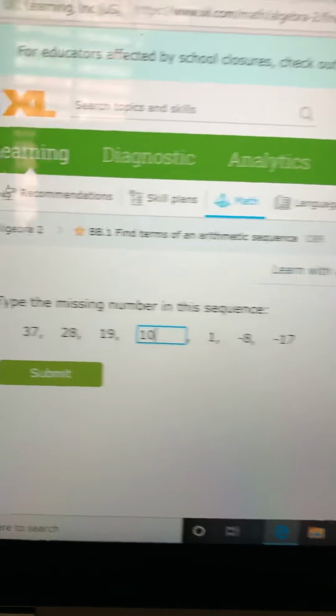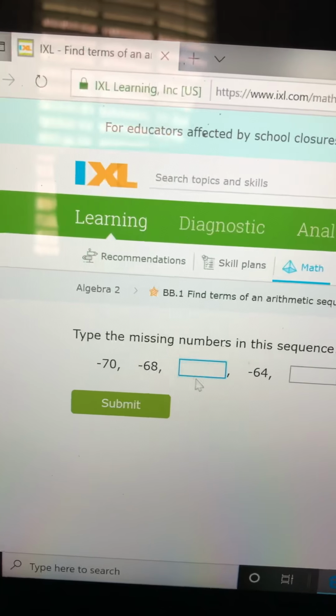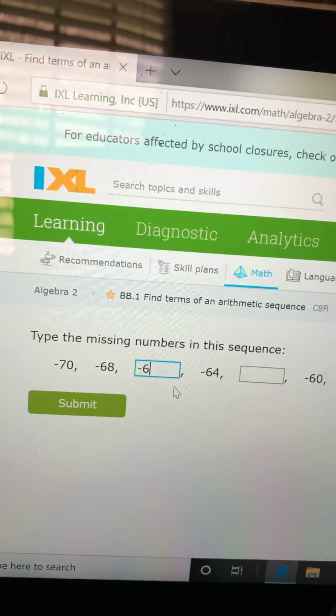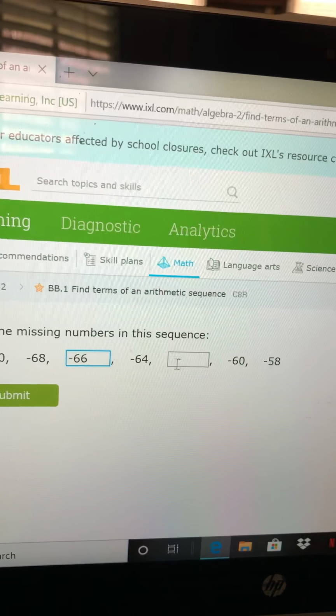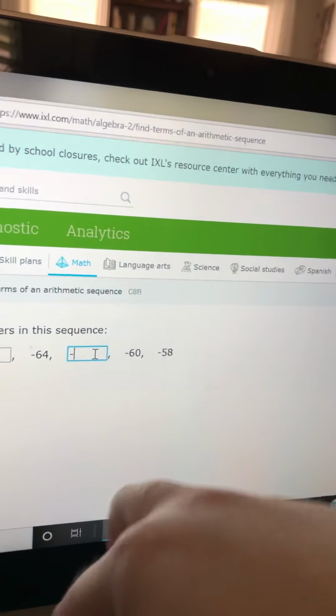All right, how much do they go from negative 70 to negative 68 right here? That's an increase of $2. So then I need negative 66 here, then negative 64, then negative 62.